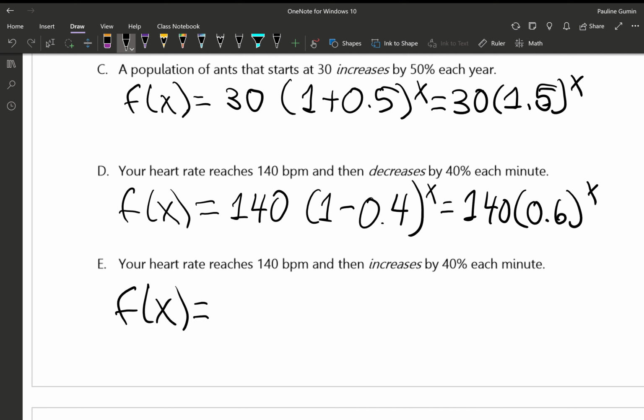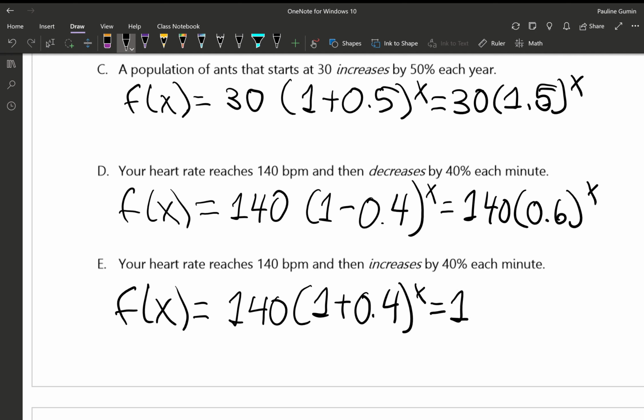And lastly, letter E, we still have our heart rate starting at 140, but then we increase it by 40%. So plus.